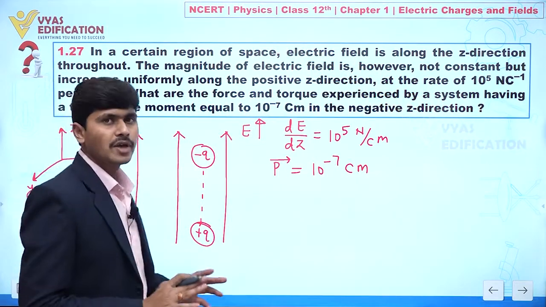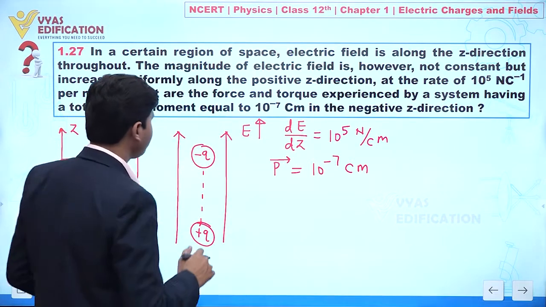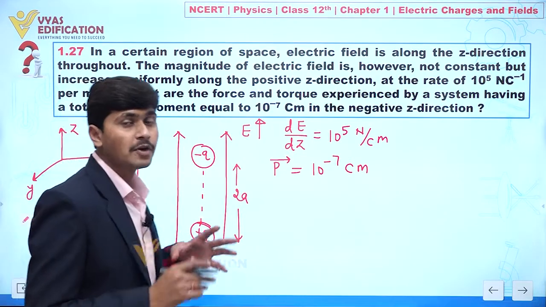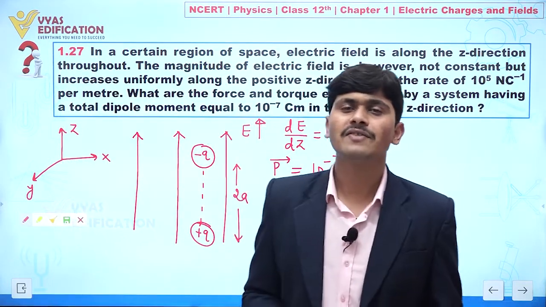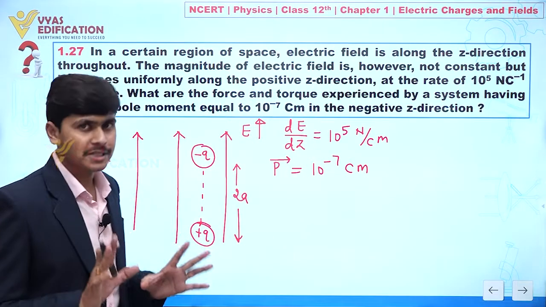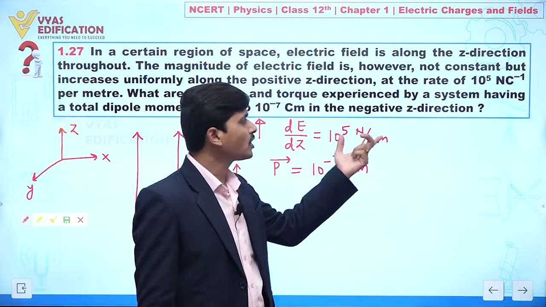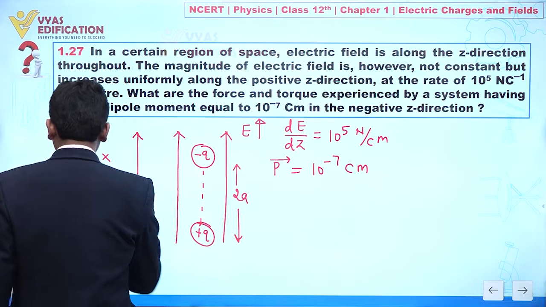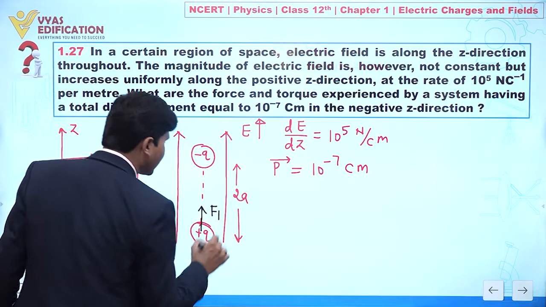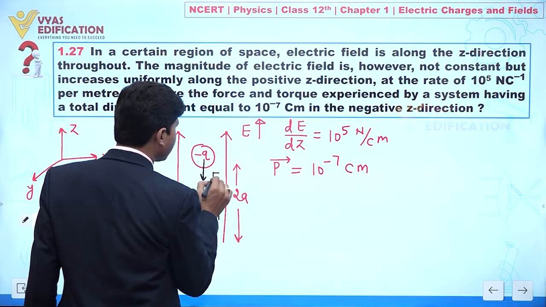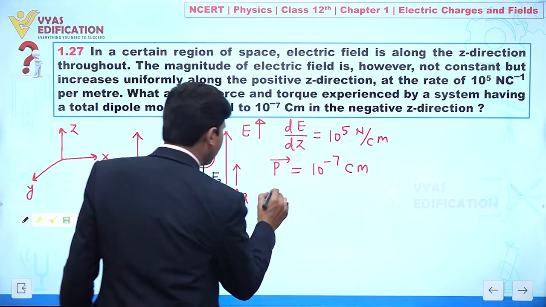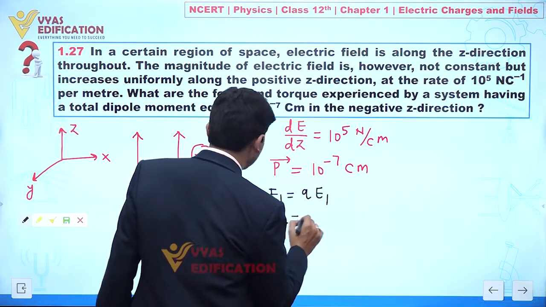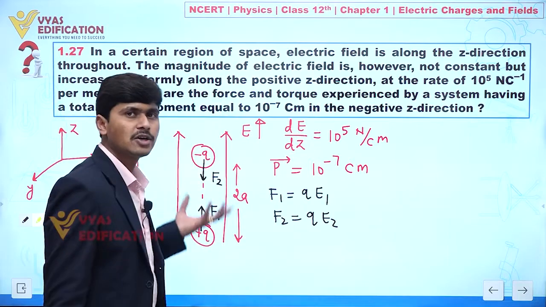Now listen carefully. Whenever we place an electric dipole with a distance 2a between the charges in an electric field, and the important part is that this electric field is actually varying with space, as 10 to the power 5 Newton per coulomb per meter is given. On this charge the force acts in this direction, this is F1, and on the other we have F2. We can write F1 equal to Q into E1, and F2 equal to Q into E2. The directions we have already seen logically.